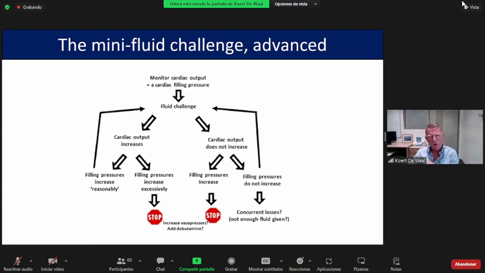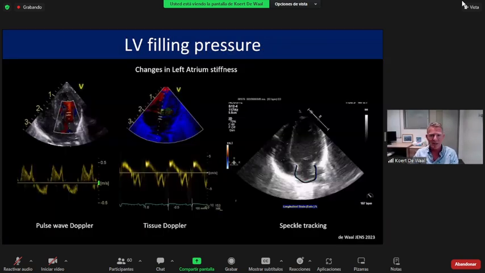There's a little bit more to it than this simple approach to the mini fluid challenge. Of course, there will be babies and cases where you give the fluid and there is no increase in cardiac output. That could also mean you didn't give enough fluid. These patients were so dehydrated and the filling pressure didn't decrease at all, and you actually need to give some more. So there were some methods and ideas to look at this filling pressure, which is, let's call it, challenging, particularly in newborns.